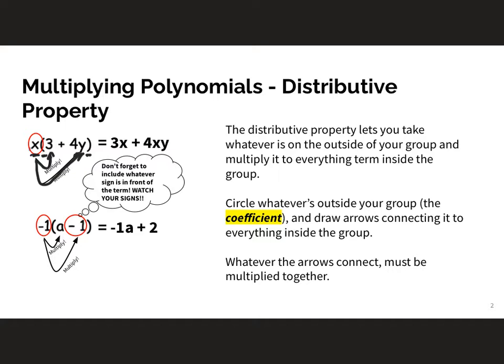In addition, you want to make sure that whenever you're multiplying through, you multiply through your sign, and so if we have -1, then we're going to multiply -1 to a, and then -1 times -1. So this should actually be -1a plus 1, because -1 times -1 is positive 1.